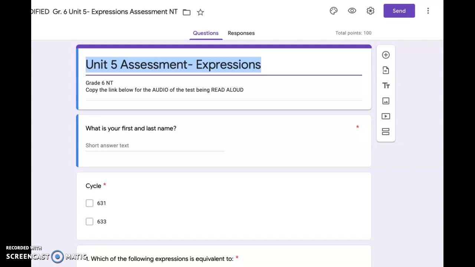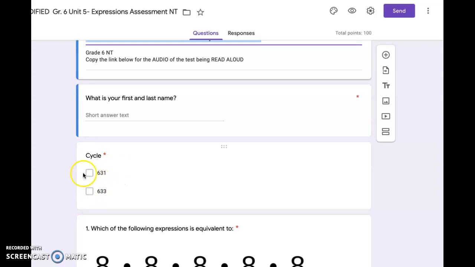Unit 5 Assessment Expressions. Type your first and last name in the box here. Now select your cycle number.